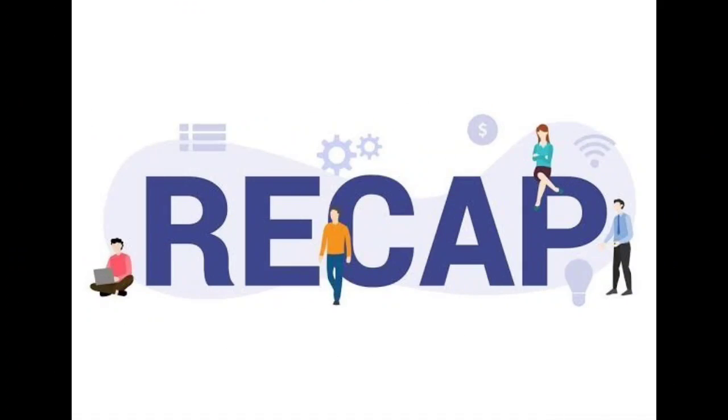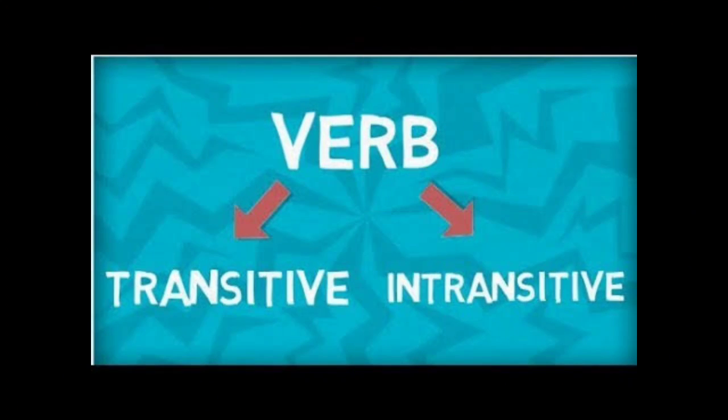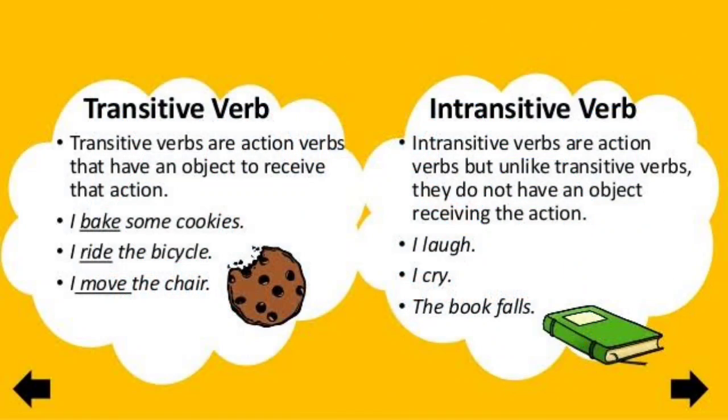Let's recap what we have discussed in this session, children. First one is transitive and intransitive verbs. Transitive verbs are action verbs that have an object to receive that action. Look at the example, I bake some cookies. Here, when you ask the question what do I bake, cookies is the direct object here for the verb bake, and so the verb is a transitive verb.